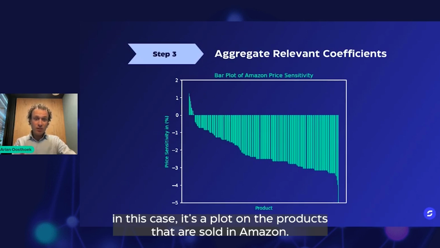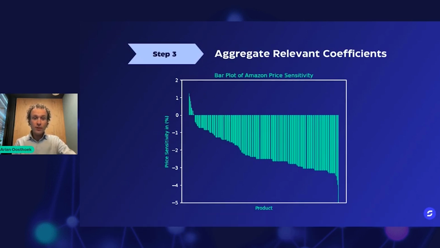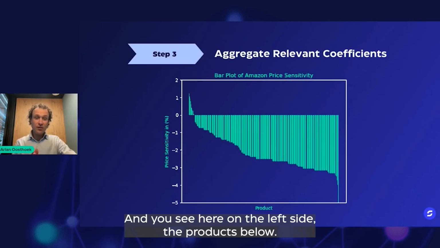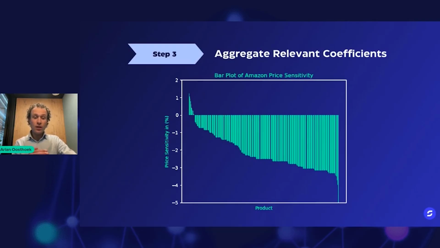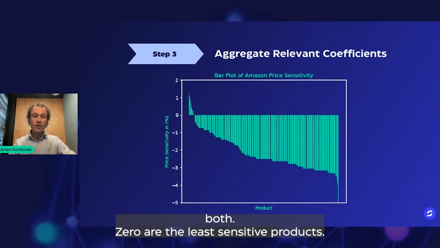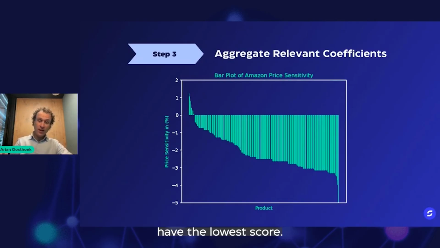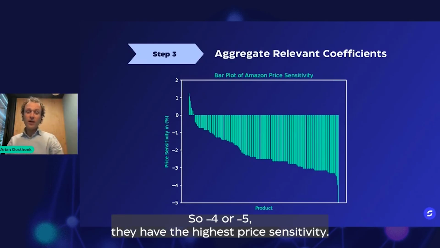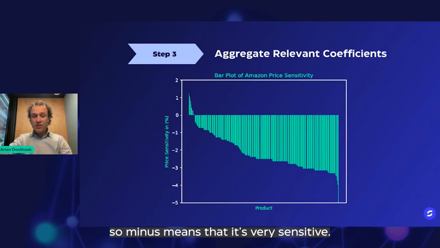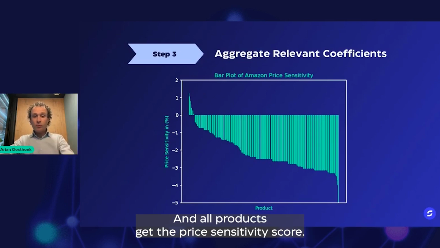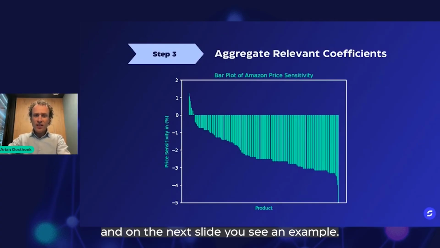In this case, it's a plot on the products that are sold on Amazon, and you see here on the left side the products above 0 are the least sensitive products. And on the total right side, you see the products that have the lowest score, so -4, -5, and they have the highest price sensitivity. So minus means that it's very sensitive, and plus means that it's less sensitive. And you can create a plot like this. That's what we're doing. And all products get a price sensitivity score. And on the next slide, you see an example.